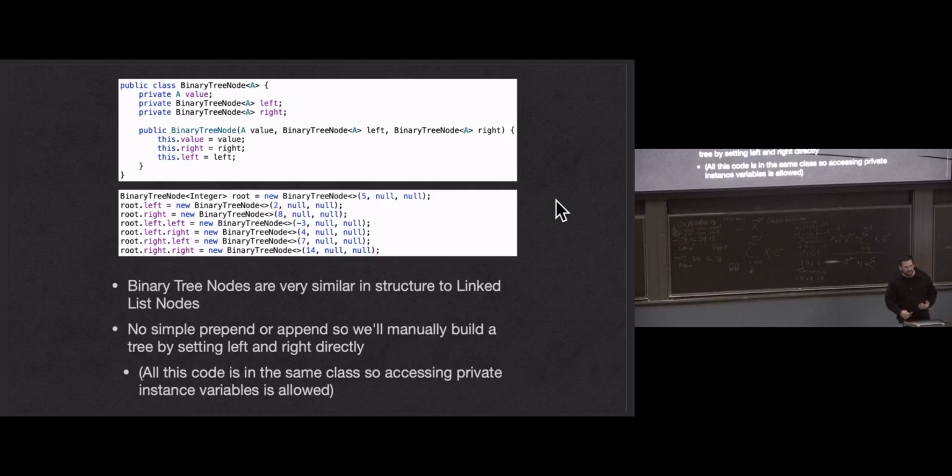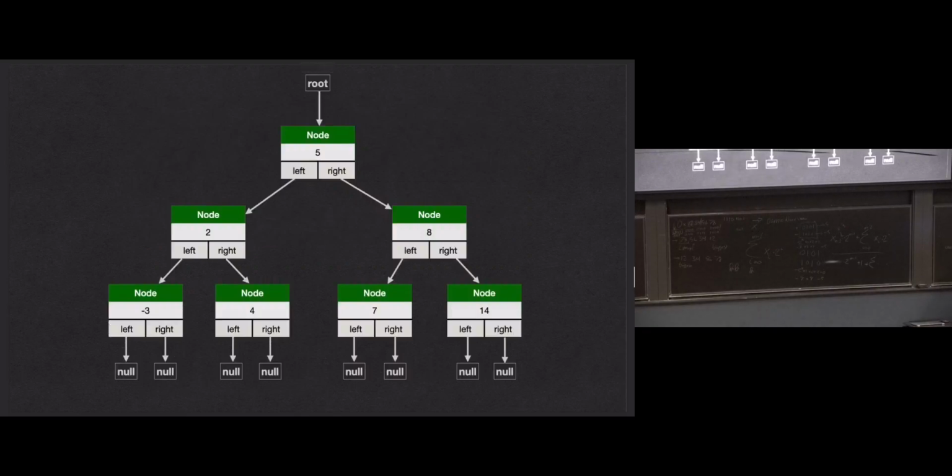And then we're going to manually set the right and left child nodes. We're going to set root.left equal to a new node, root.right equal to a new node, so we've replaced these nulls, then left.left, left.right, etc., to build that tree that we saw visually on the previous slide. So this code is going to build this tree.